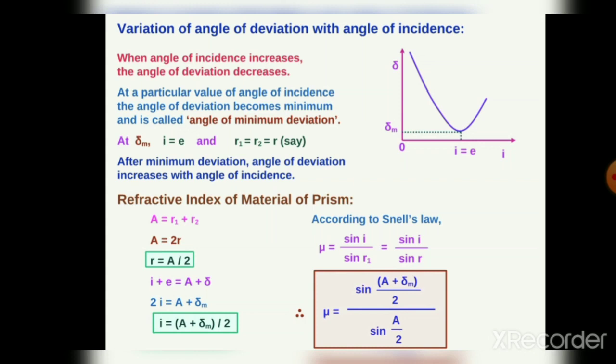Now just apply this in terms of I and R for the prism. You will get mu is equal to sine of A plus delta by 2 upon sine A by 2. But remember, in the prism, A can be considered as 60 degrees when you are taking a perfect triangular prism. For the prism, the value of delta depends on the angle of the prism, the refractive index of the material of the prism, and the medium in which the prism is kept.